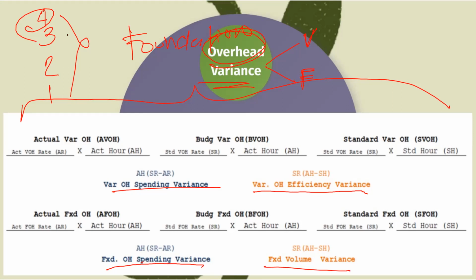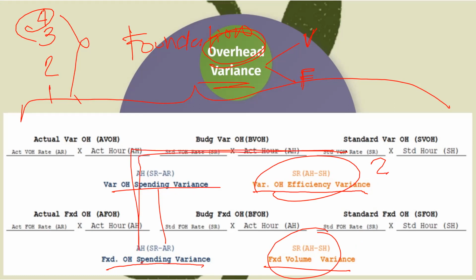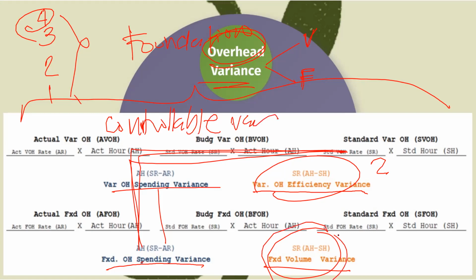What is our three-way? Our three-way is simply combine the two. Combine the spending variance, that's your first one. You have your efficiency variance, that's the second one. And you have your volume variance, that's the third one. That is already your three-way analysis. How about the two-way? The two-way analysis is this: combine these 3. What do you now call this? It's called your controllable variance. And your volume variance. That's the second one. That's why you have your two-way.